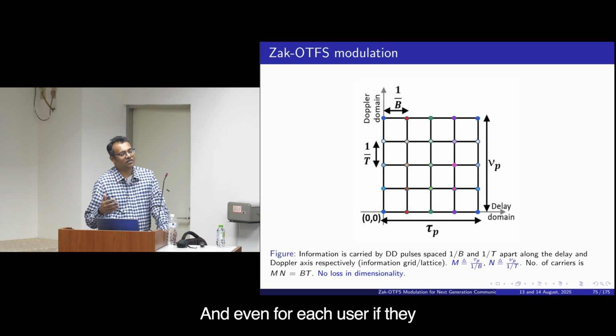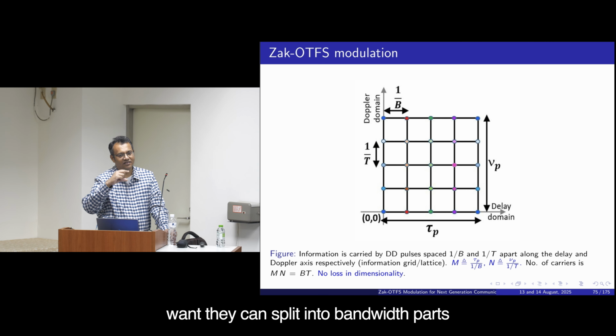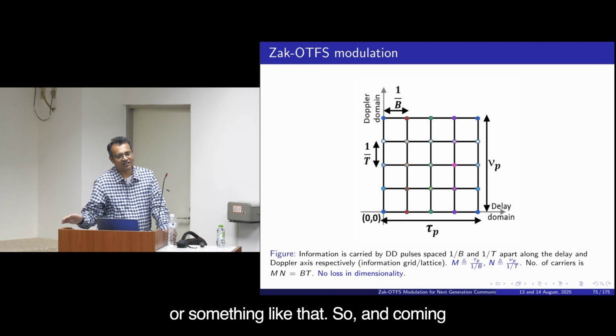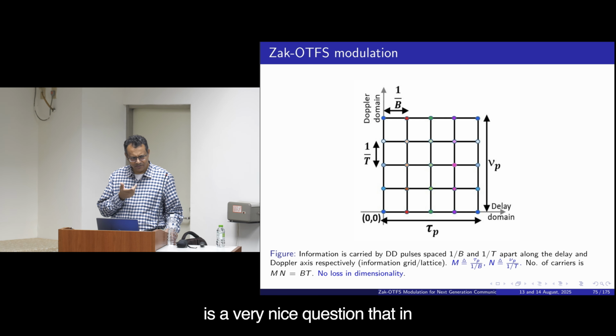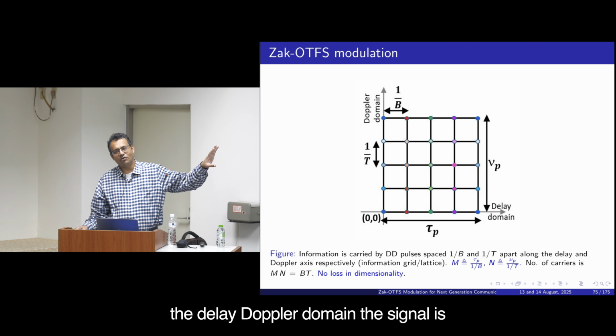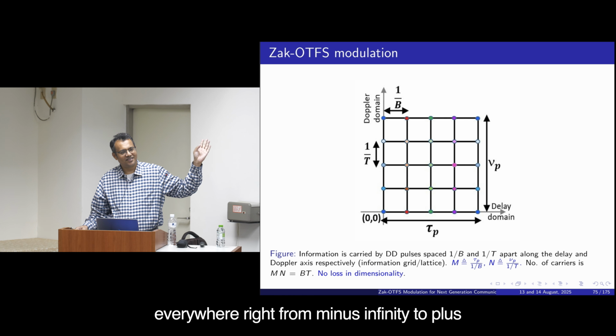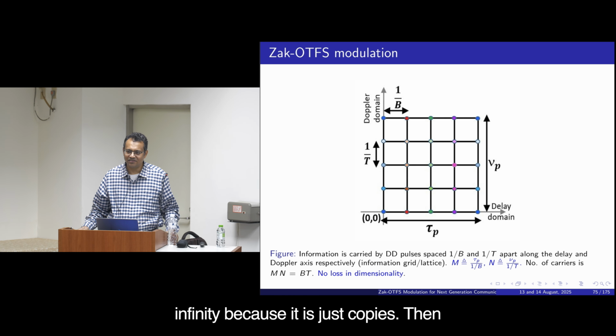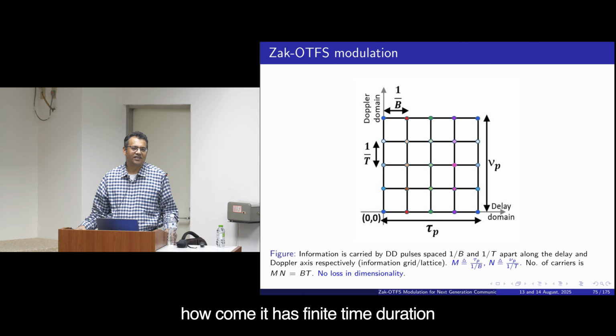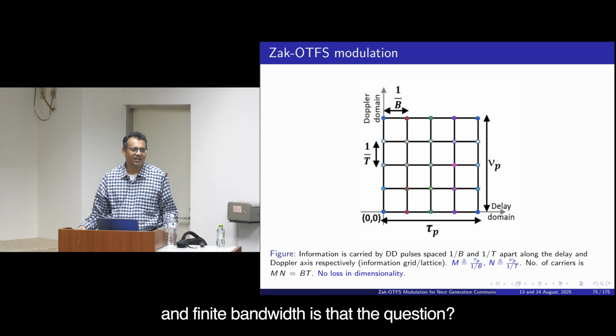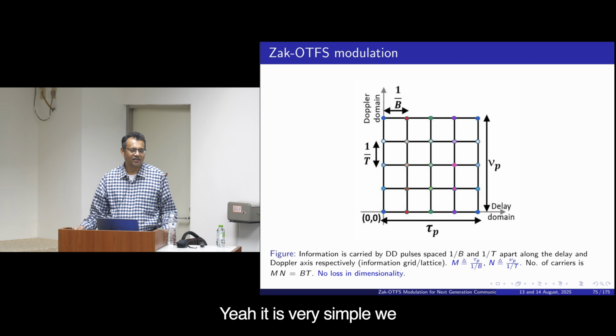And even for each user, if they want, they can split into bandwidth parts or something like that. Coming to the first question, I think it's a very nice question: in the delay Doppler domain, the signal is everywhere, from minus infinity to plus infinity, because it's just copies. Then how come it has finite time duration and finite bandwidth? Is that the question? Yeah.